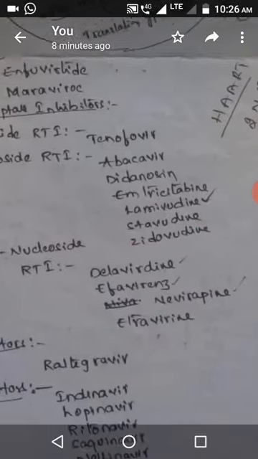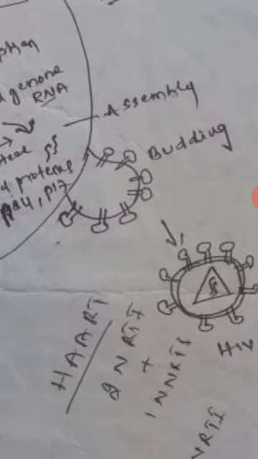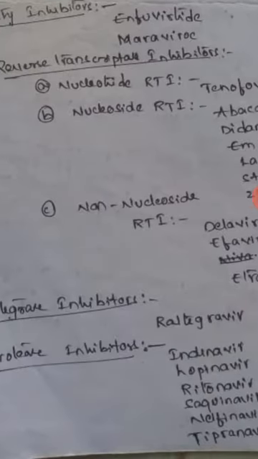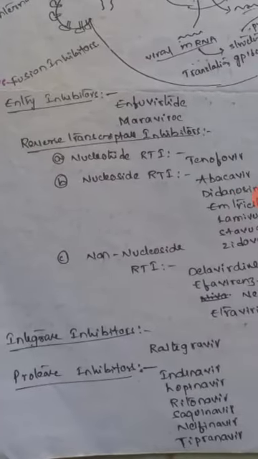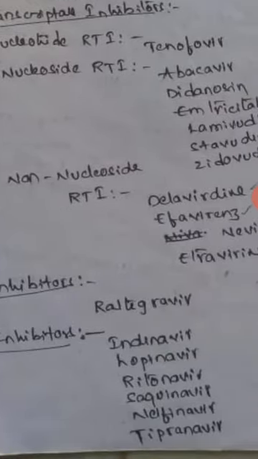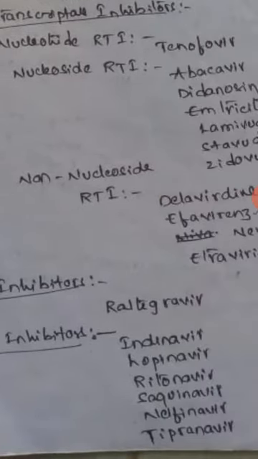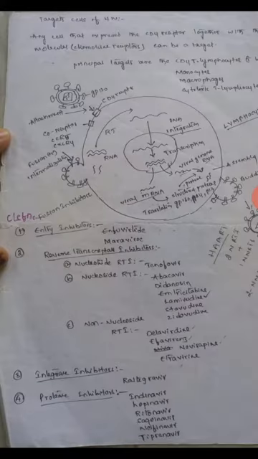Next, protease inhibitors. Already we discussed protease. It will stop the conversion of immature to mature virus. Okay, these are also very important. Nucleoside reverse transcriptase enzyme inhibitors and protease inhibitors are very important. So protease inhibitors examples: indinavir, lopinavir, ritonavir, saquinavir, nelfinavir, tipranavir. Okay, this is the classification of drugs which are used for the treatment of HIV. Among these, please concentrate more on reverse transcriptase enzyme inhibitors and protease inhibitors from the exam point of view.